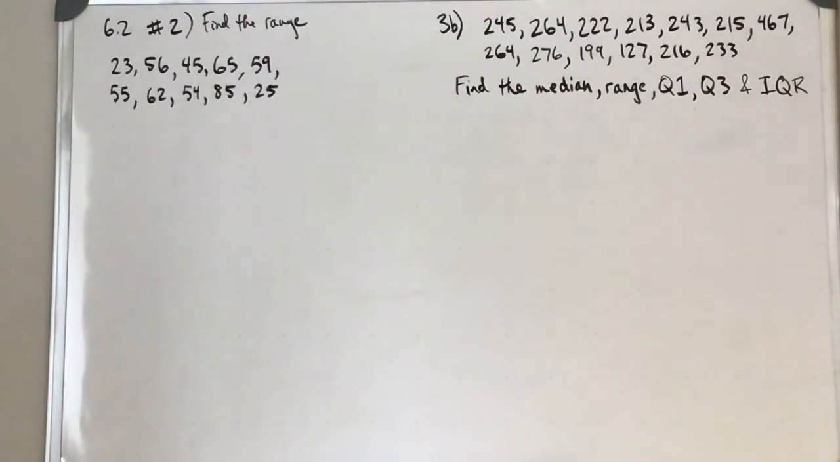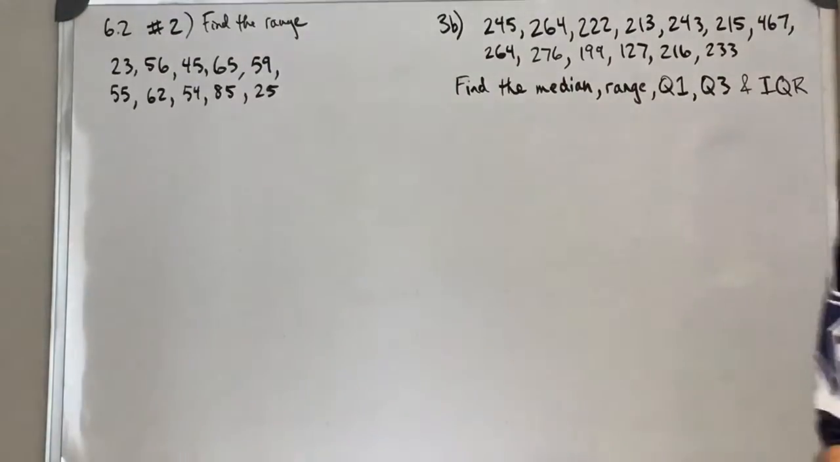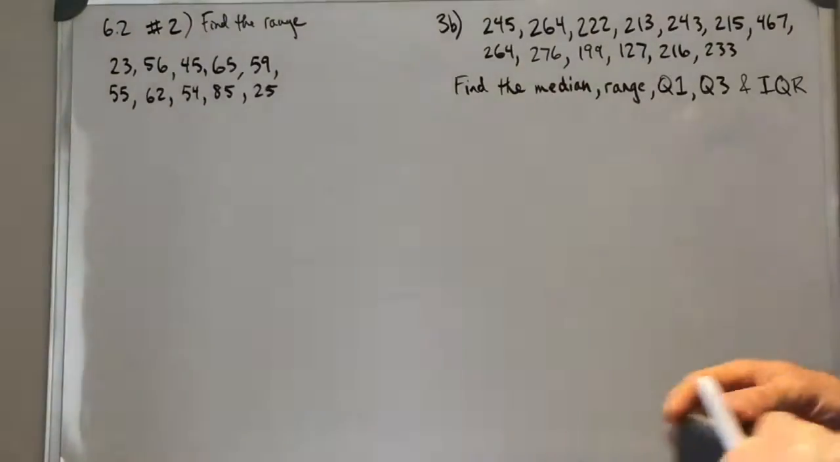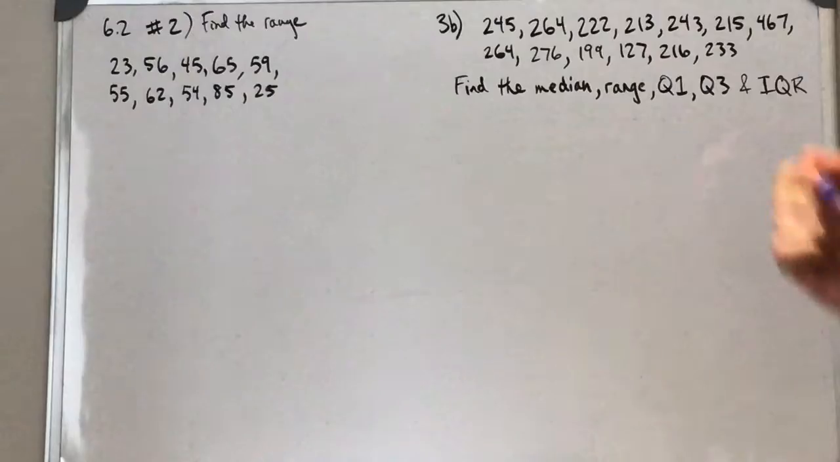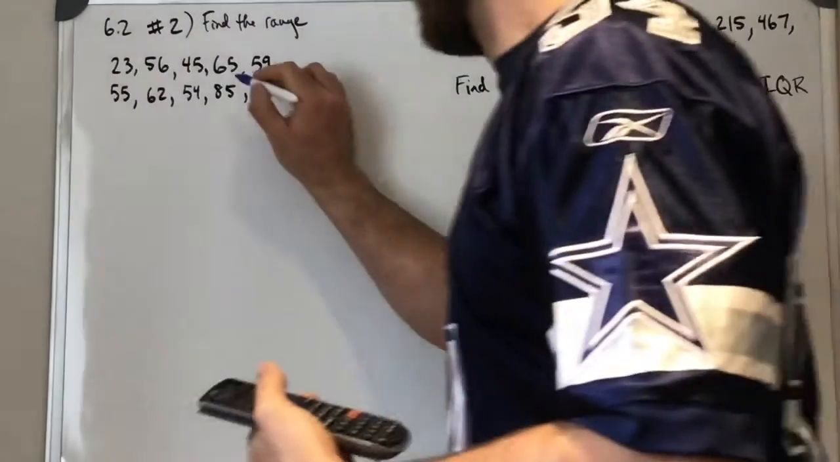The first one of these is just going to be a little bit of work. The other one's going to take a little bit of our time. So the first one, finding the range. The range from a set is actually a fairly simple calculation. I'm going to grab my calculator here. All the range is the difference between the highest and lowest value.